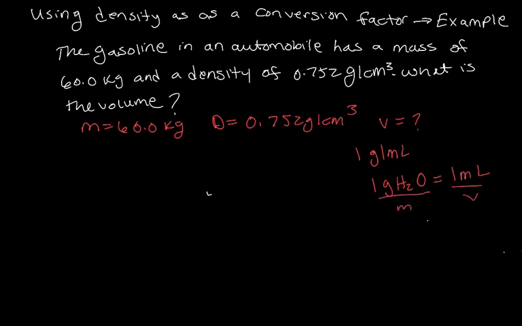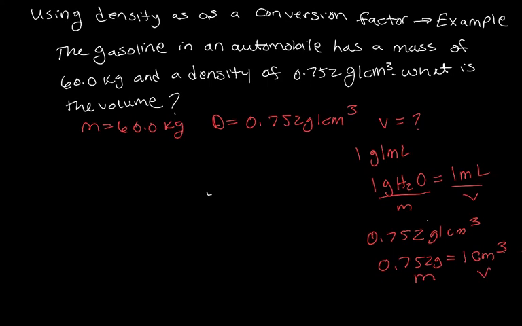So in this case, when we say that the density of our gasoline is 0.752 grams per cubic centimeter, we're saying that for every 0.752 grams, we will have 1 cubic centimeter as well. So this is the mass and this is the volume. So let's see how we can use that.